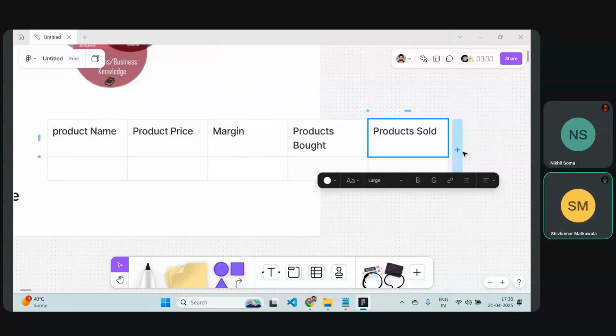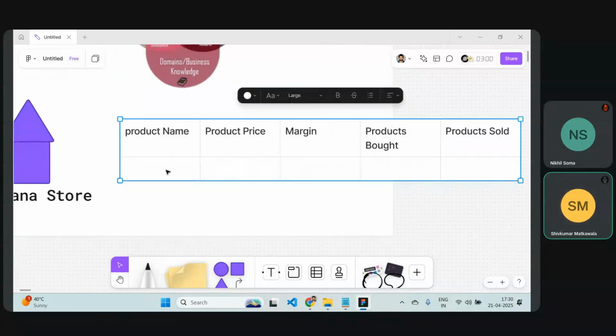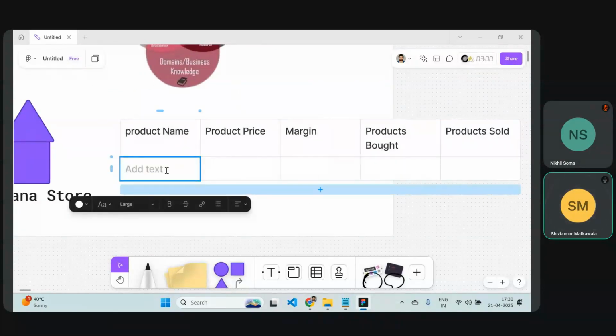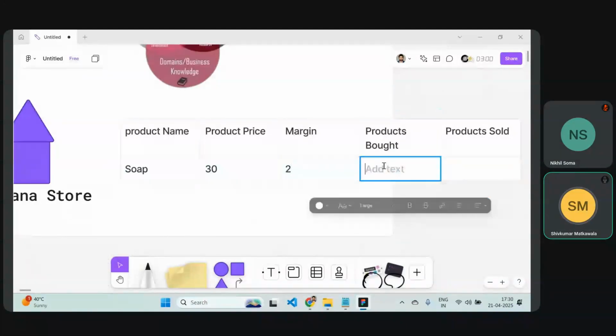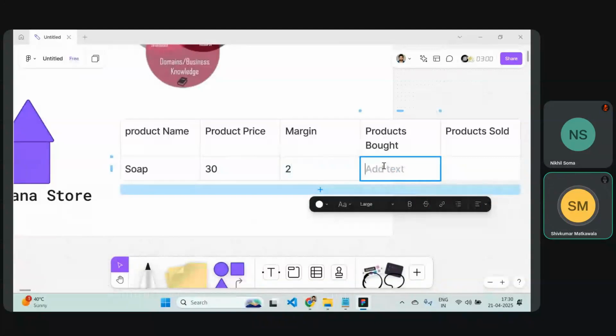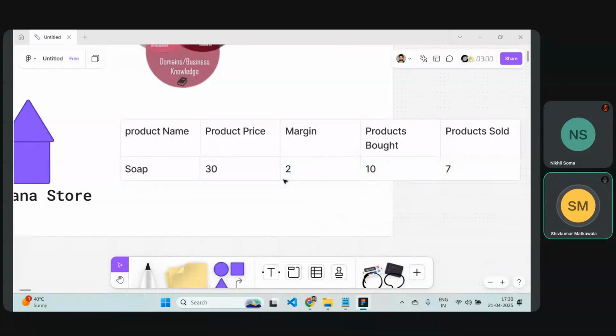Okay. So this is the information about your product. We will maintain it. I will talk about the first product, called what? Soap, in Keras. And the margin is what? 2 rupees. And how many products did you buy? I bought 10 products. Okay, and out of that we managed to sell only 7 products. So with this calculation, you will get the result.